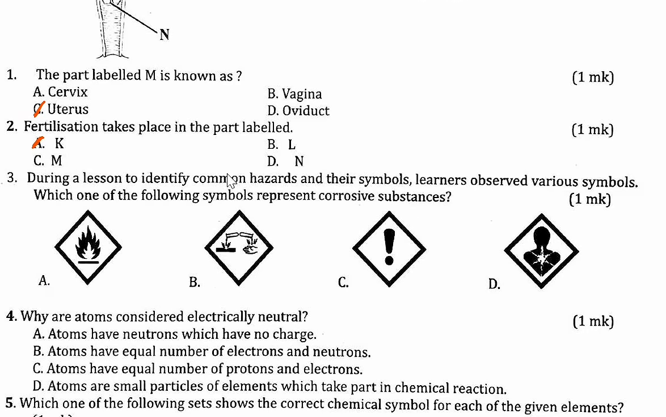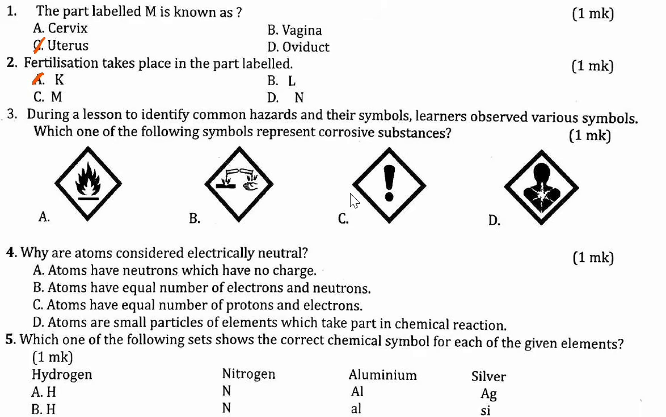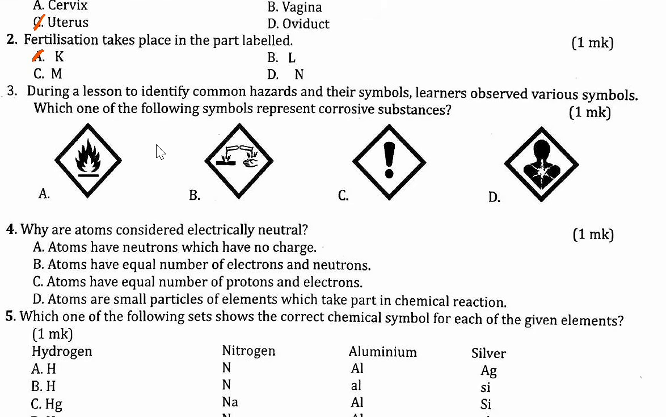Number 3, during a lesson to identify common hazards and their symbols, learners observed various symbols. Which one of the following symbols represents corrosive substances? So we're going to understand these symbols. So the first one stands for flammable substances. So that is not the answer.